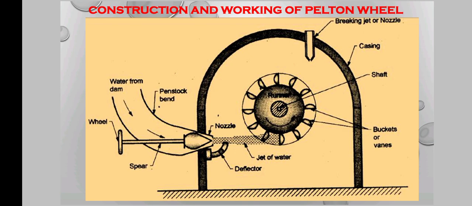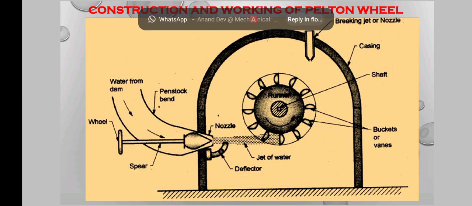Now the layout of a Pelton wheel turbine. First is the penstock bend. It has a wheel and a nozzle setup. The spear is also called a needle. The water comes from the dam and enters the penstock bend, and the water flow is controlled by the spear. The water is sprayed through the nozzle, and the water is deflected using a deflector.